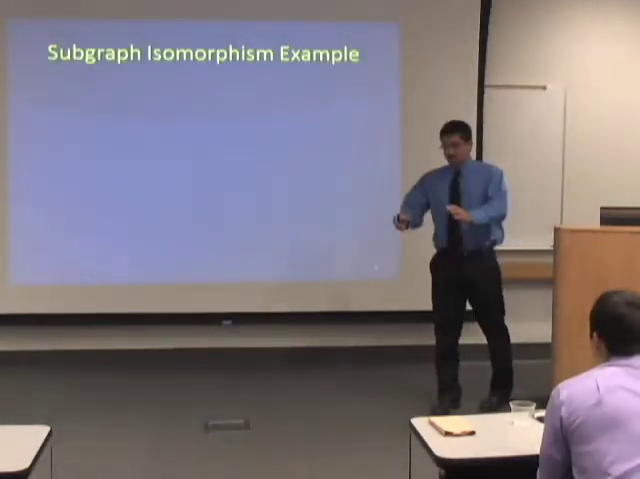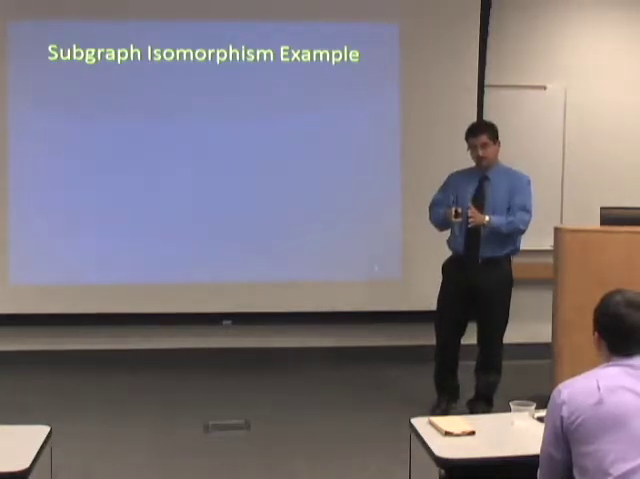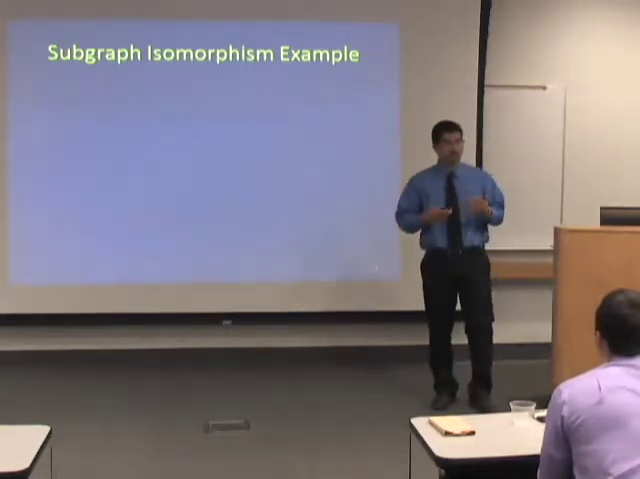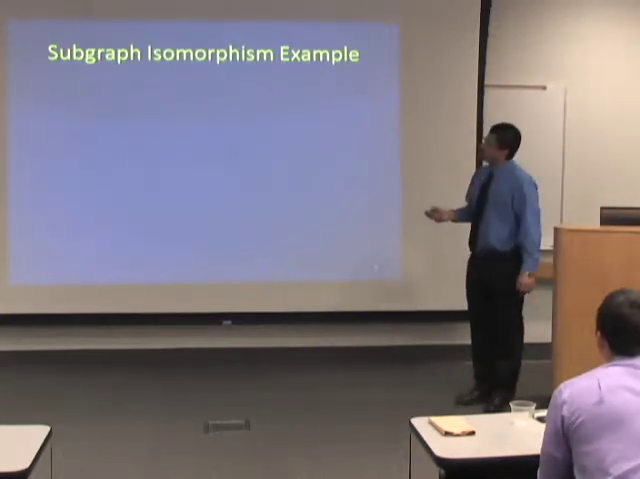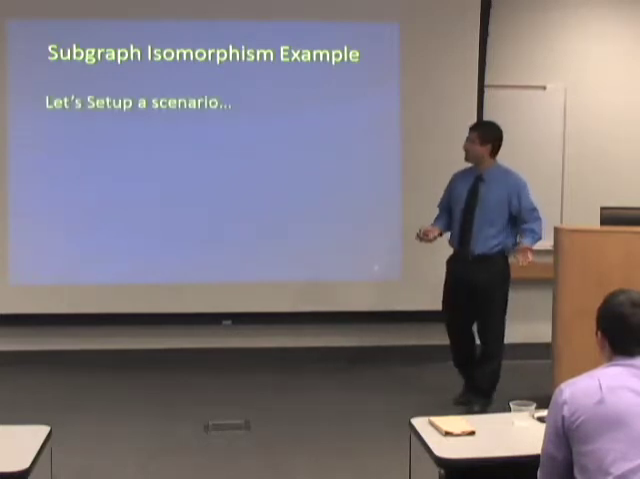Now, I mentioned the back end. I mentioned the application side, the front end, we'll see. But what type of query can you guys submit? Well, it's something called subgraph isomorphism. This is just one example. And I think the best way to explain this is by setting up a scenario.